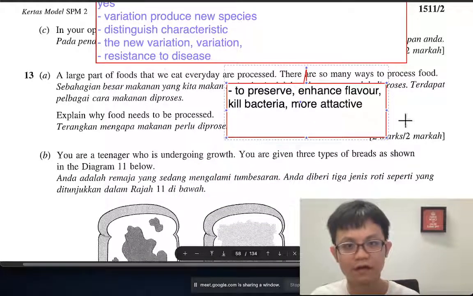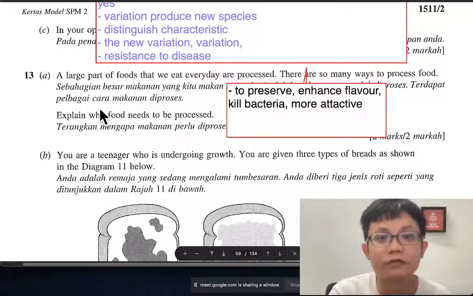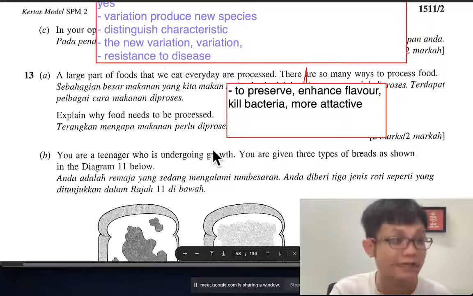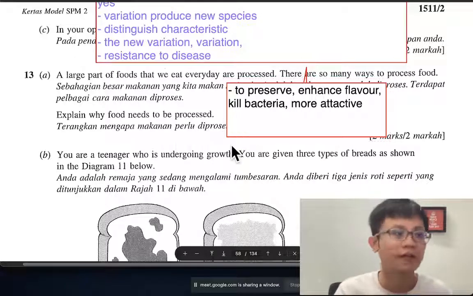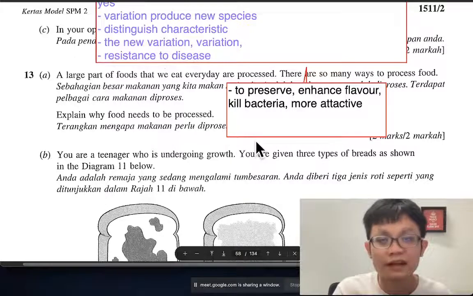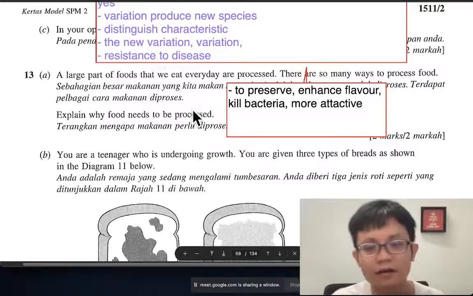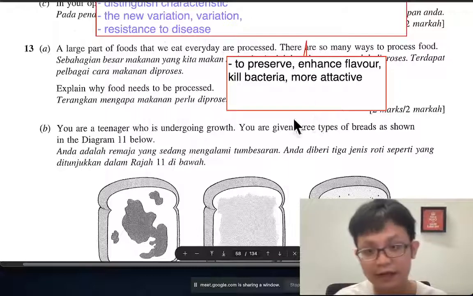To preserve, enhance flavor, kill bacteria. So this is why we want to process the food. Sorry, not preserve, process the food: to preserve it, enhance flavor, kill bacteria, to make it more attractive. But we try to make all these things healthier so that it will not affect people. But we know that that is rarely the case.